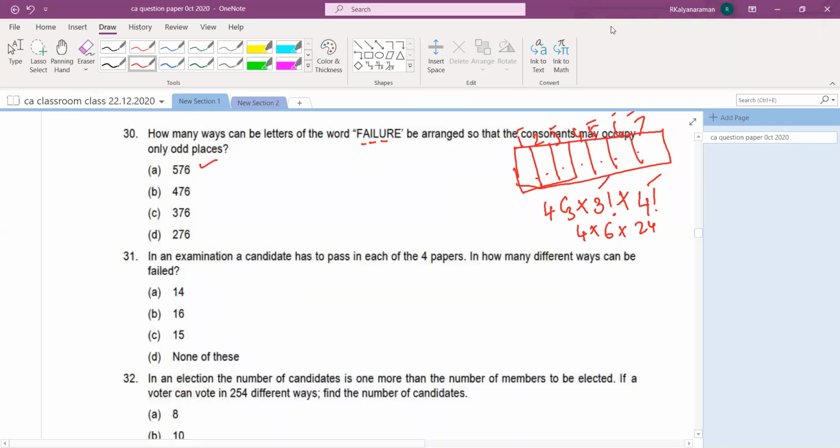Any doubts, please ask. Please respond in the chat so that if you don't understand, we'll explain again. Did all of you get it? Shall I continue?